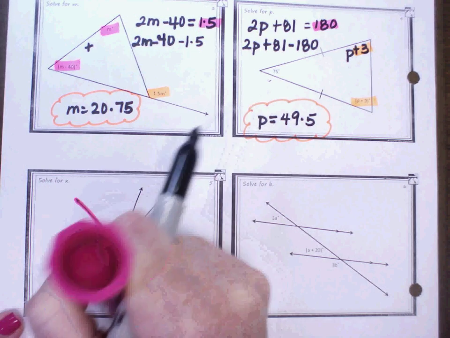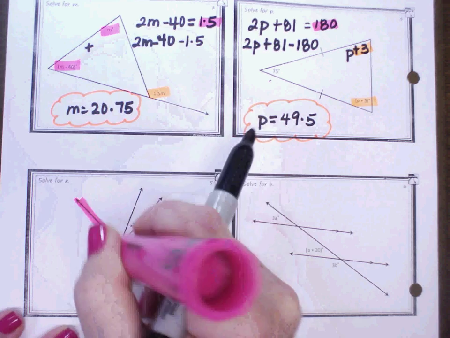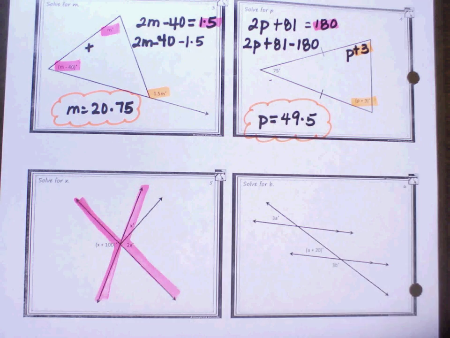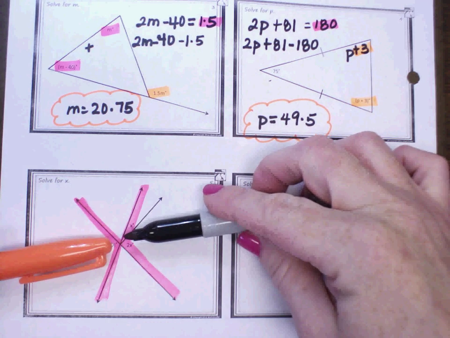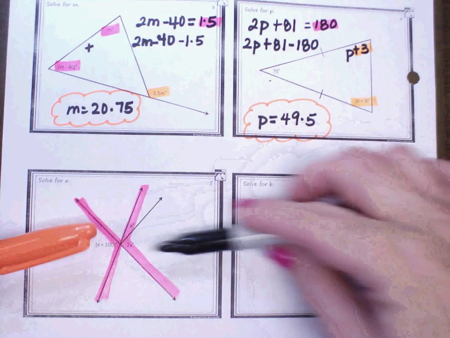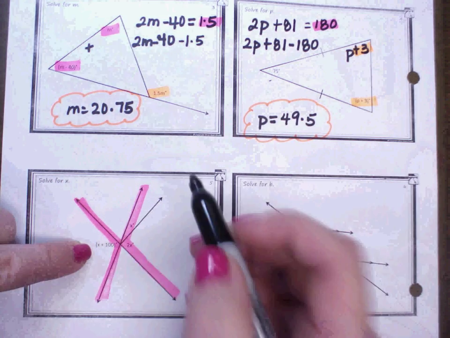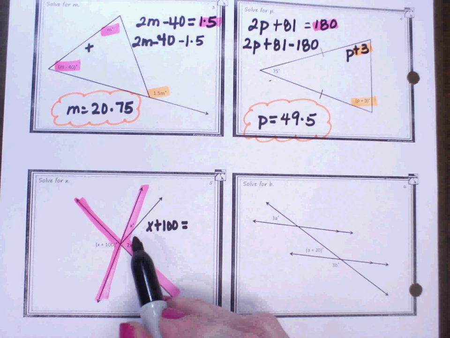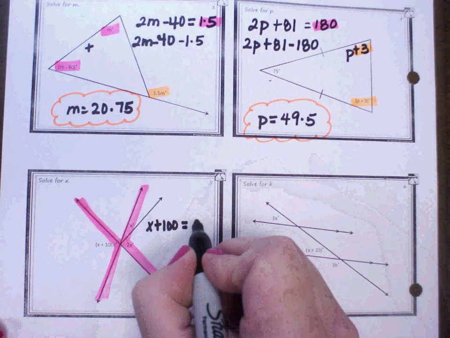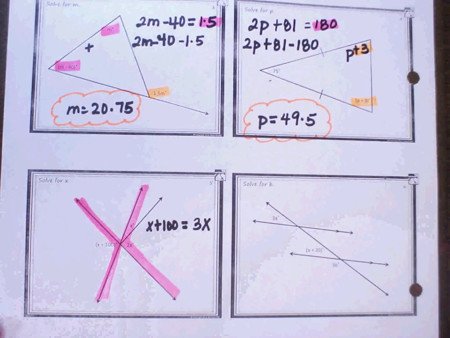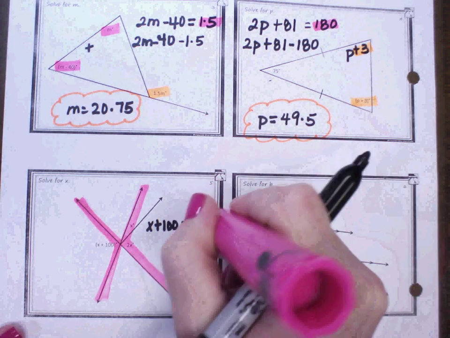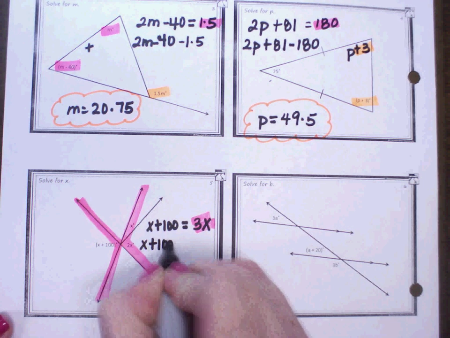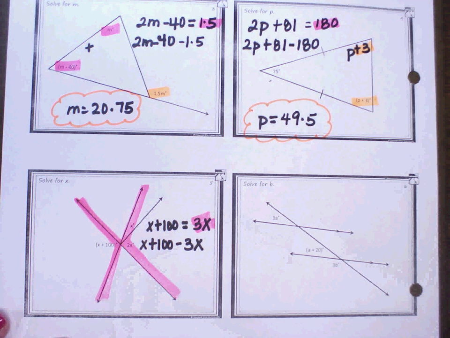All right, are we ready for the next one? All right. This angle right here is kissing that angle over there. Do you see them? Do you see the x's? Which means that x plus 100 equals those two angles. And what is 2x plus 1x? 3x. Very good.